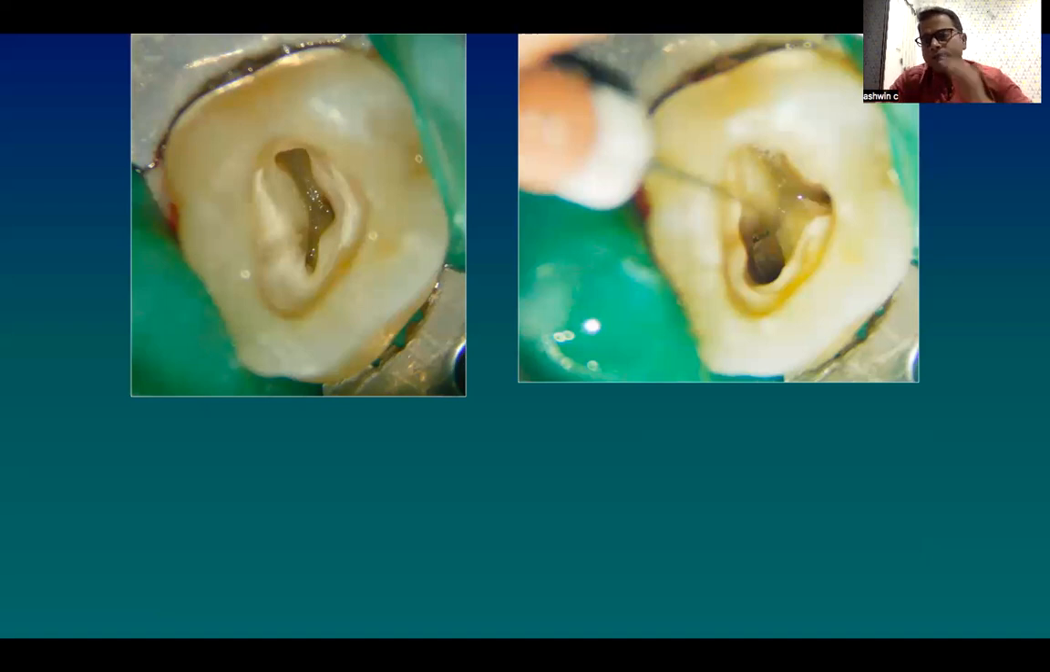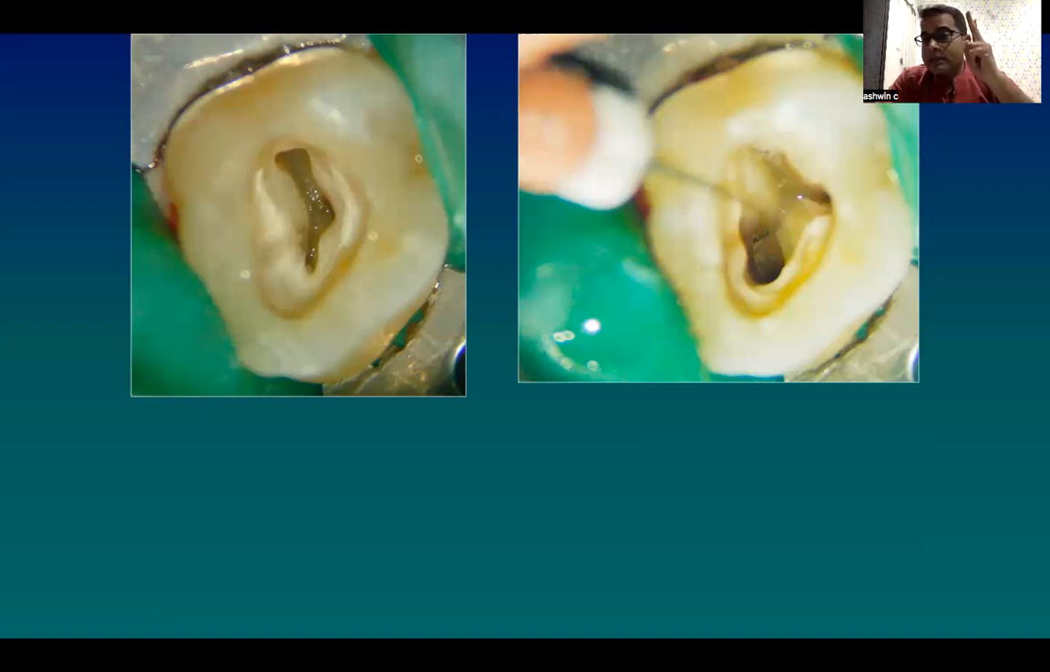So the basic thing to find out the MB2 is first remove this dentin with the ultrasonic, or a worn-out bur. The bur that you have used a lot, use that, and use the bur with the micromotor so that you will cut less dentin. Understand? And open up this. The moment you open up, many times you get the canal orifice.